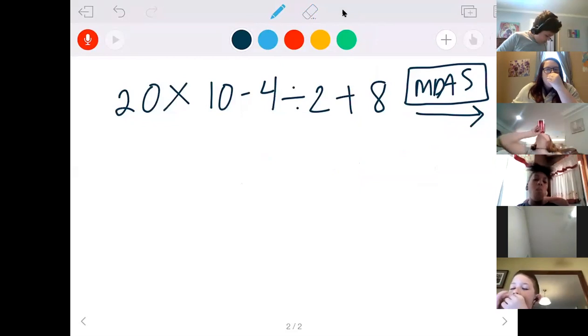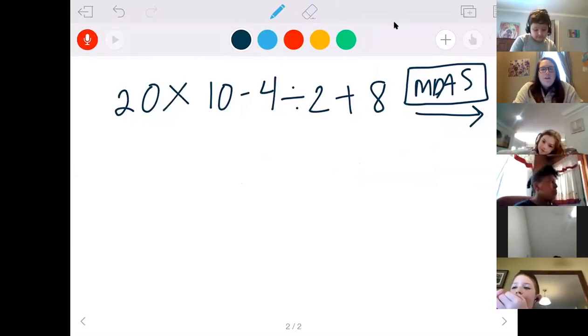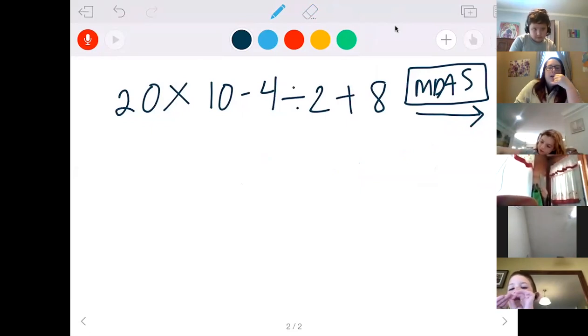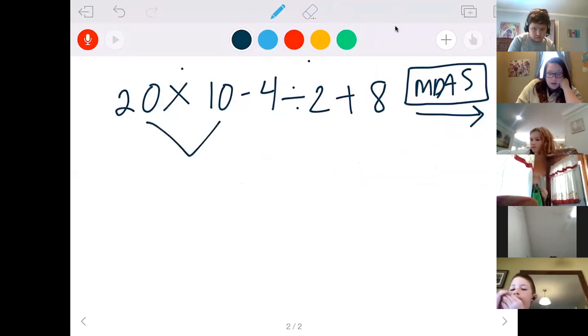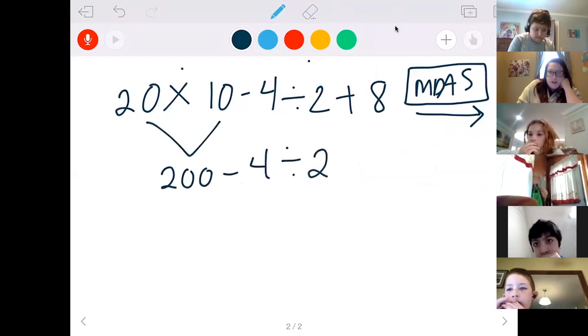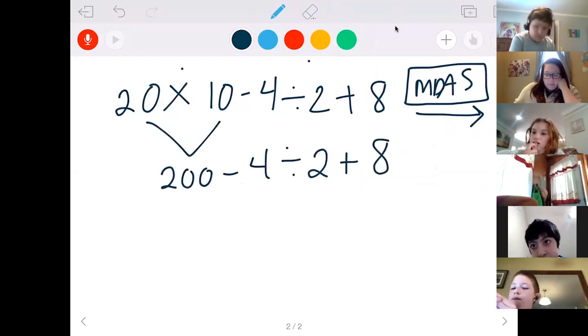Okay, so let's look at this one. So I see multiplication and division is the first thing I have to do. I see multiplication here and division here, but I'm going to do whichever one comes first when we're going left to right. So that means I have 20 times 10 first. 20 times 10 is 200. Then I'm just going to rewrite everything else. Minus 4 divided by 2 plus 8.